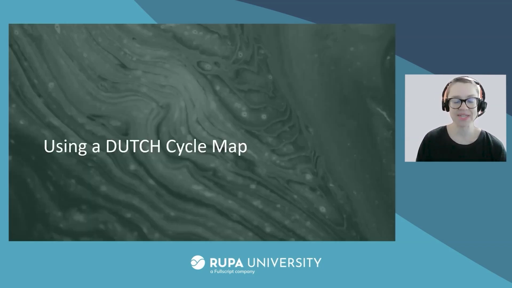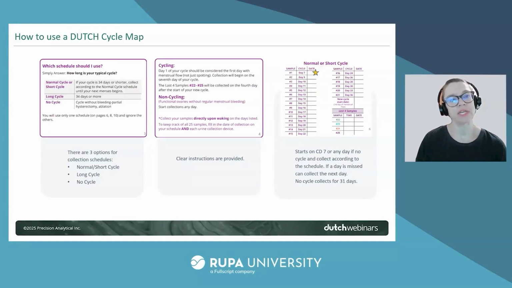So let's talk about using a Dutch cycle map. On the patient end, we do include instructions for 3 different collections. So there's options for a normal, which is a cycle that's less than 34 days, or for a long cycle, for a cycle that's longer than 34 days, as well as that no cycle. So, again, an IUD patient, hysterectomy, ablation. The patient is given a collection schedule, typically starting on day 7, collecting every other day to every day.